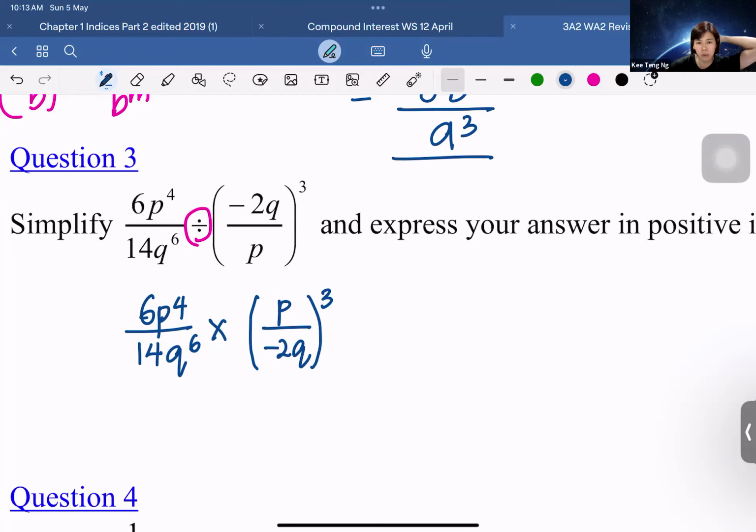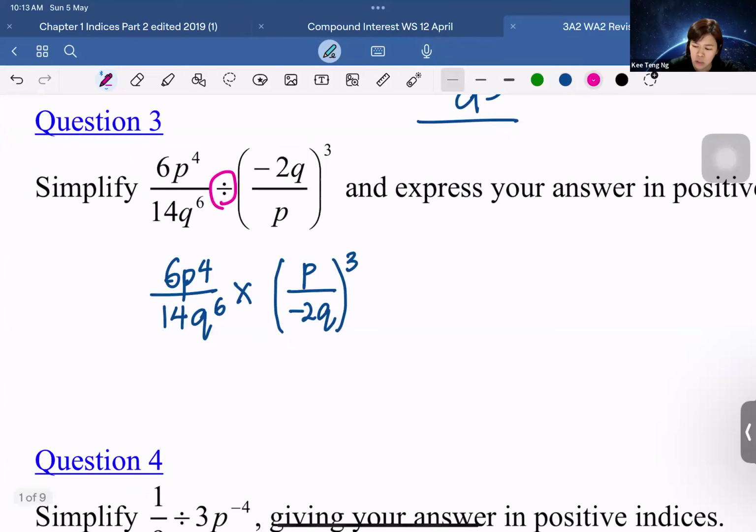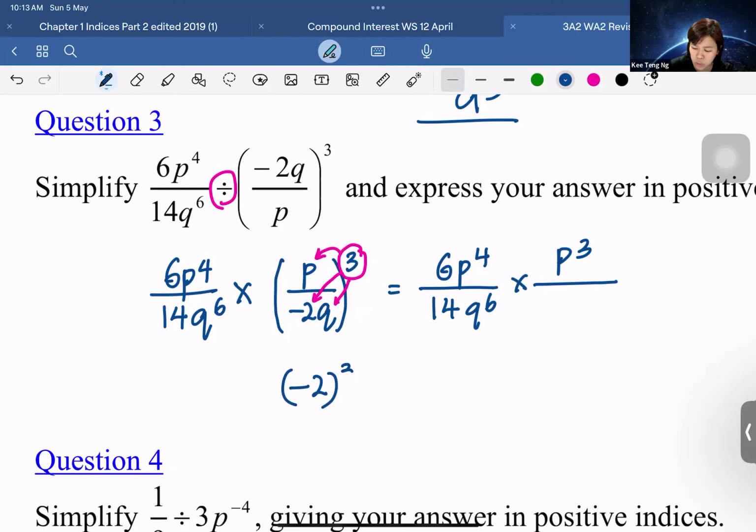All right. So when we have that, what do we need to do? This power of 3 we need to apply to both the numerator, the number, and everything. So we will have 6P to power 4 over 14Q to power 6, times P to power 3. This one will become negative 2 cubed. Negative 2 cubed using our calculator gives me negative 8. So I should put negative 8 over here, and then Q to the power of 3.